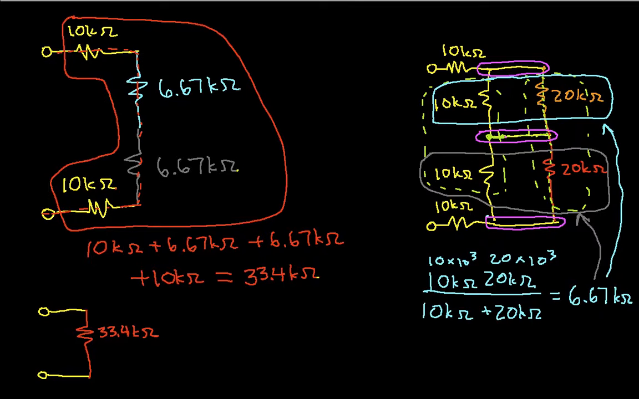That pretty much wraps up this video. Hopefully this has given you some understanding of how to use combinations of parallel and series components, or in this case resistors, to compute equivalent resistors.